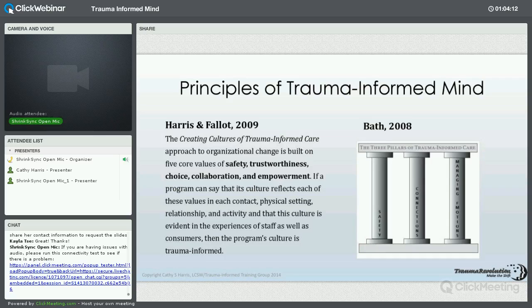And then Howard Bath came up with what he called 3 pillars of trauma-informed care. Again, we see safety is involved, connections, and managing emotions.